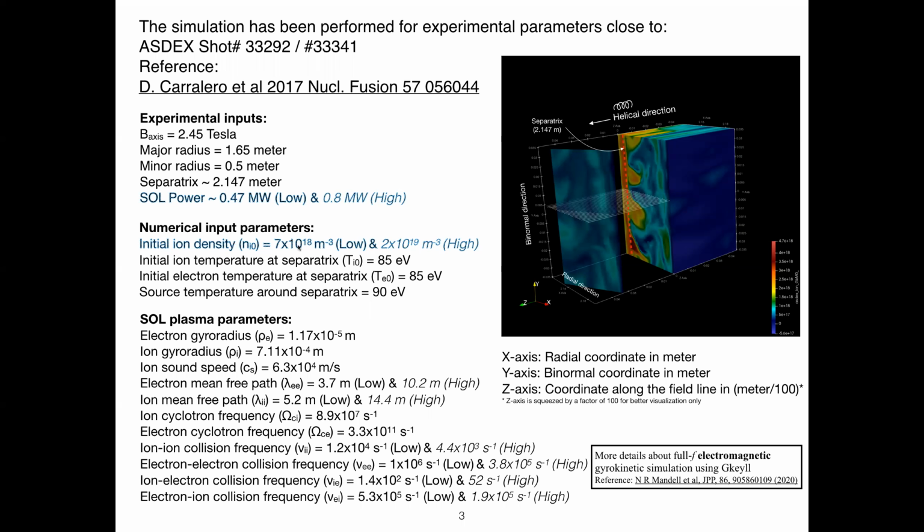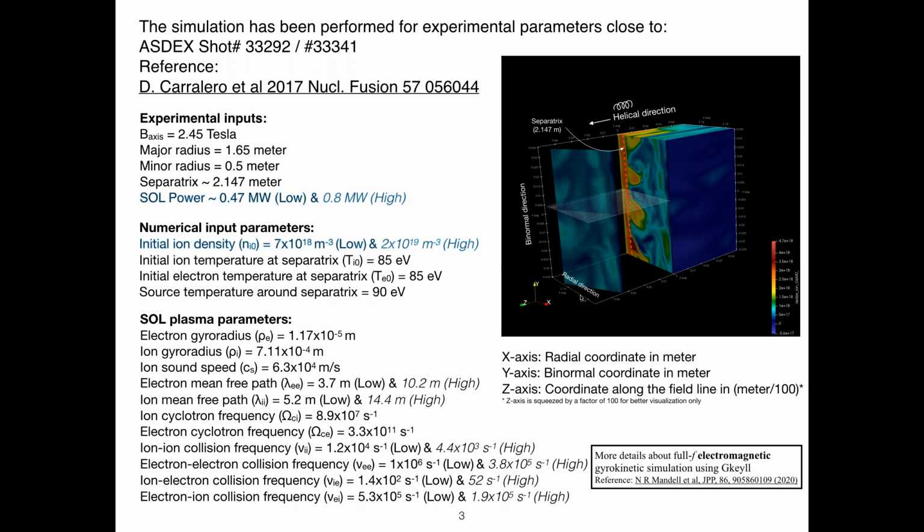So these numbers we have taken from this experimental paper, but these are just the initial conditions. All the profiles, the initial ion and electron temperature profiles and everything, are just to start the simulation. They evolve self-consistently and take other values. The SOL plasma parameters are these. You can see them for 2 different cases. This is the plot that will be coming again in the next slide, so we have to understand this.